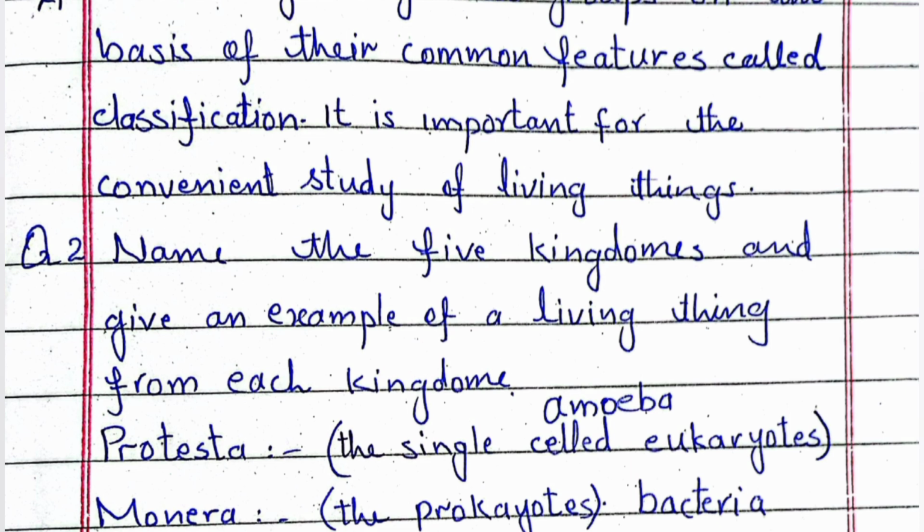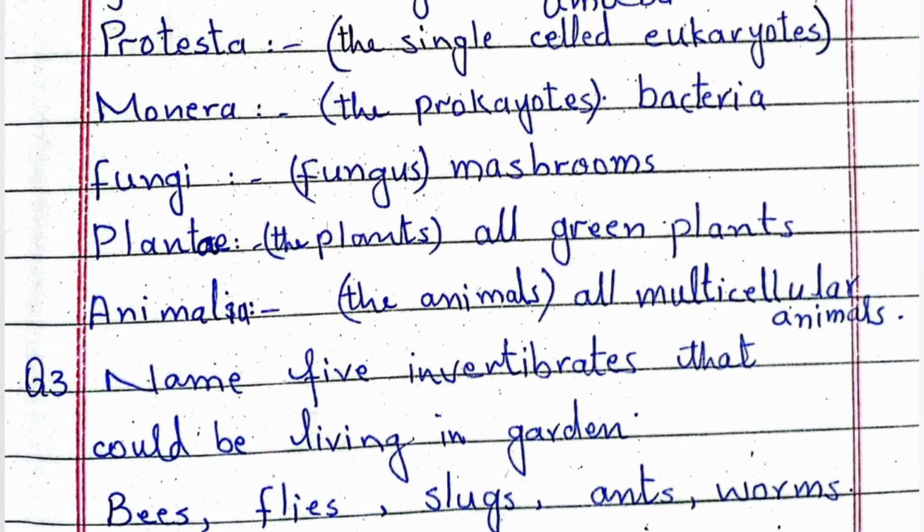Question number 2 is name the 5 kingdoms and give an example of the living things from each kingdom. First one is Protista and its example is amoeba. Monera, its example is bacteria. Fungi, mushrooms. Plant, all green plants. Animals, all multicellular animals.